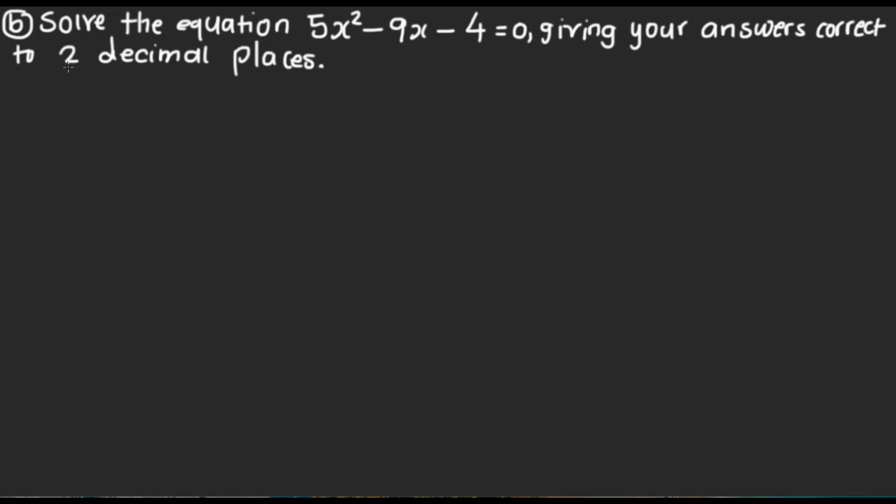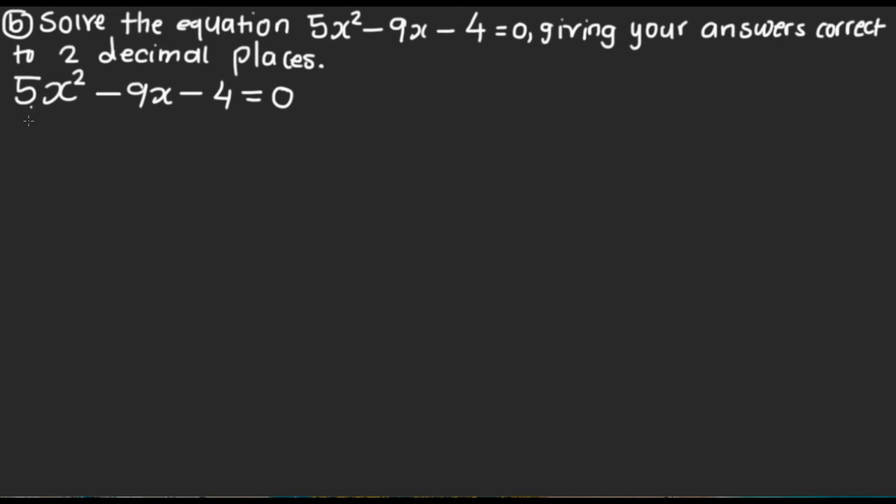For question B, we are given the quadratic equation. Solve the equation 5 times x squared minus 9 times x minus 4 is equal to 0, giving your answers correct to 2 decimal places. So we are going to use the quadratic formula. First, let's write our equation here. You begin with the 5x squared at first, then minus 9x minus 4 is equal to 0. Make sure that on the right you just have a 0.